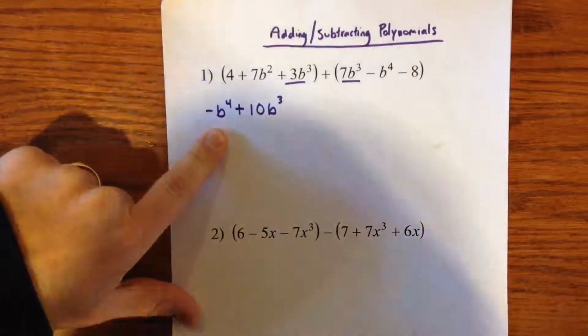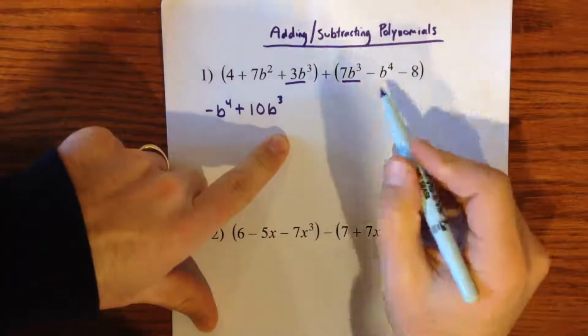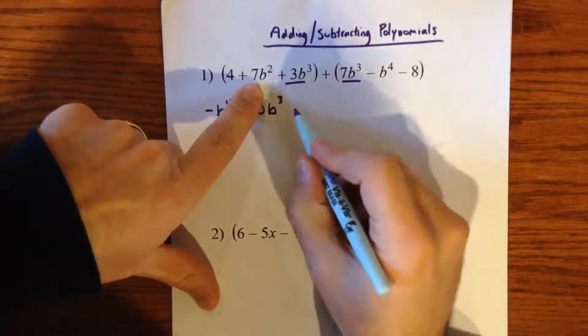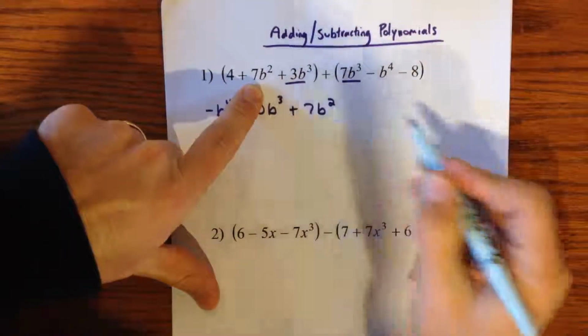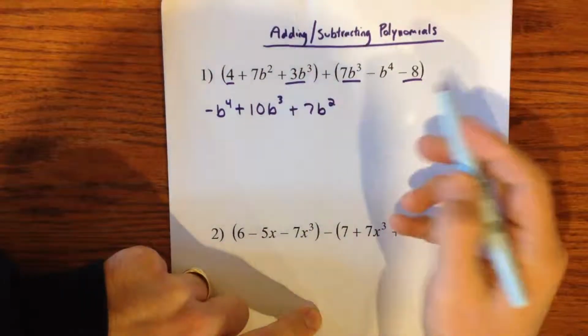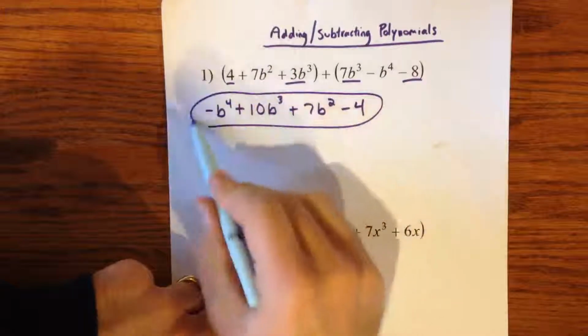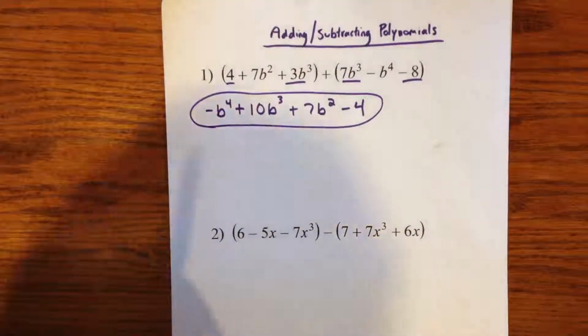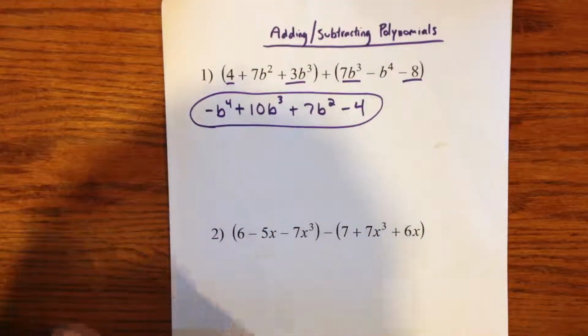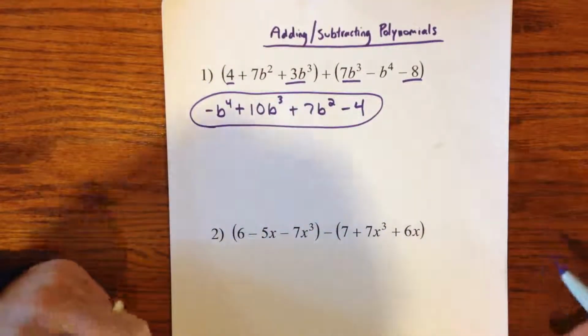I should put the highest term first. Then I have a b squared that's by itself, and after that I have two constants. I have 4 plus negative 8, which is negative 4, and that's it. So this is really simplifying an expression with different terms. You can only collect like terms when you're talking about that.